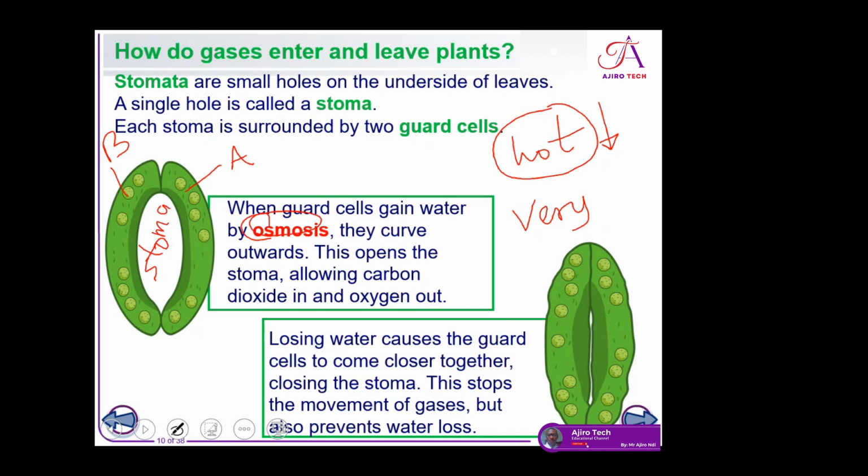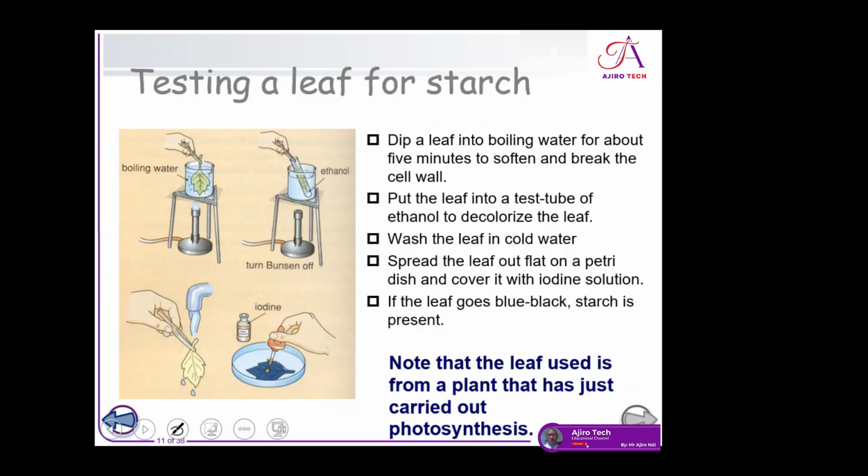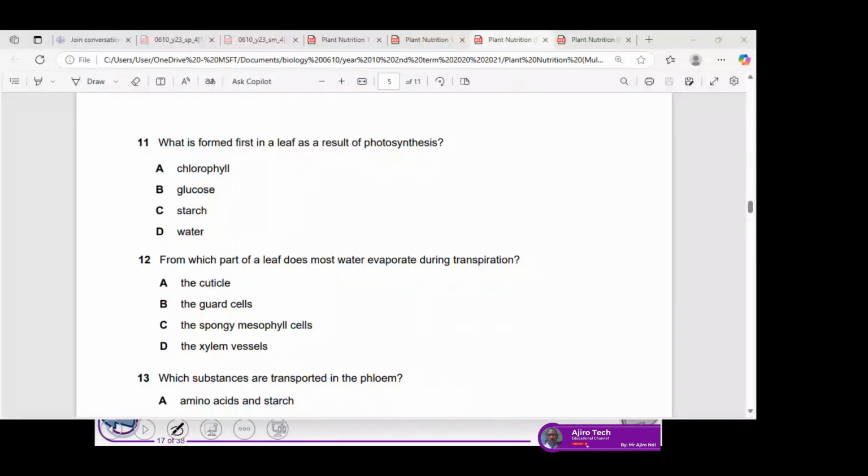That's that. So let's do some class activity. What is the class work? Okay. So looking at this question, what will be the answer to question 11? Starch. I mentioned that earlier. Think again.